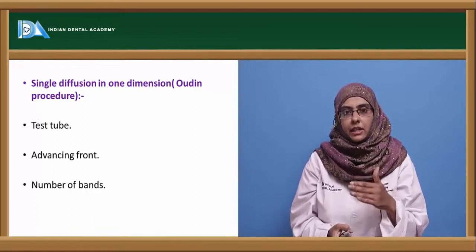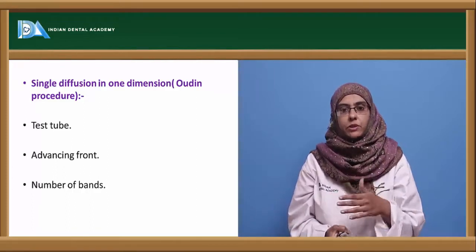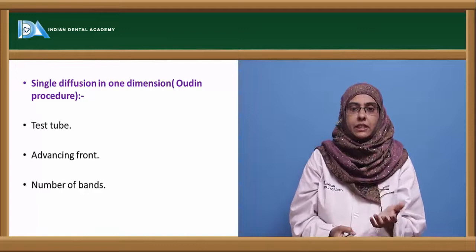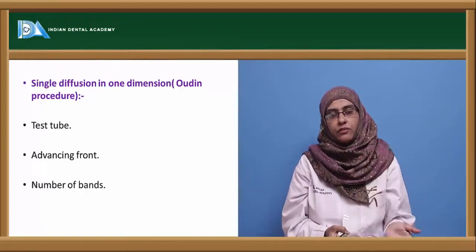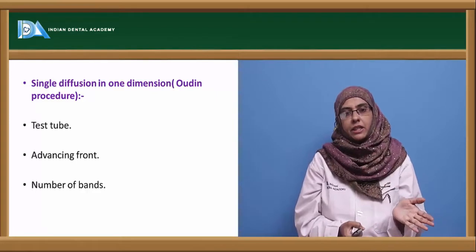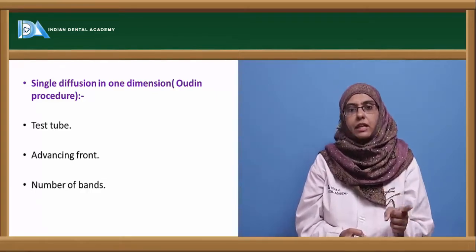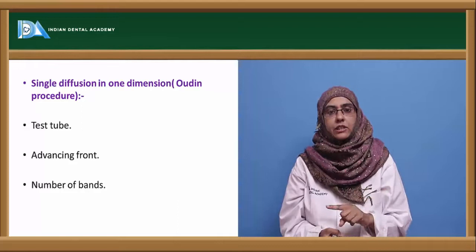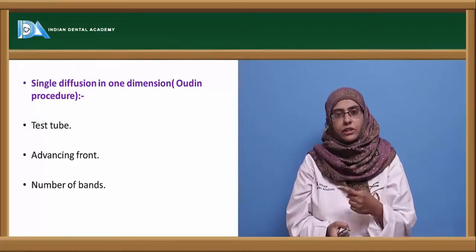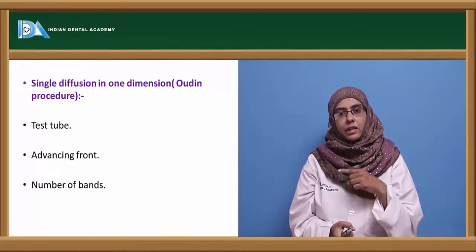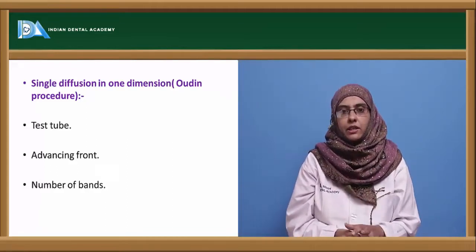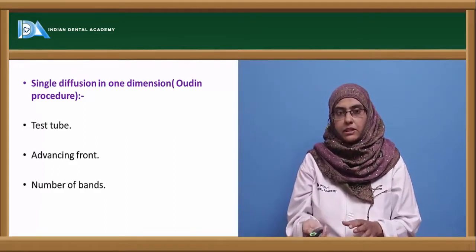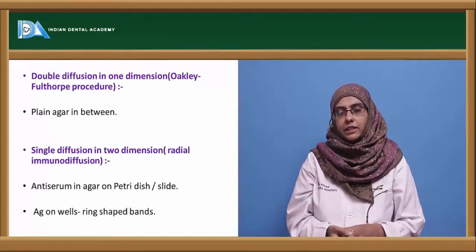And the number of bands that are formed also helps us to know the number of antigens that are present in a reaction mixture. So in case of liquid precipitation reaction, you can identify only one antigen-antibody interaction, but in case of immunodiffusion, which is carried out in gels, you can identify more than 10 antigens together in a particular test. So here the number of bands represents the number of antigens that are present.